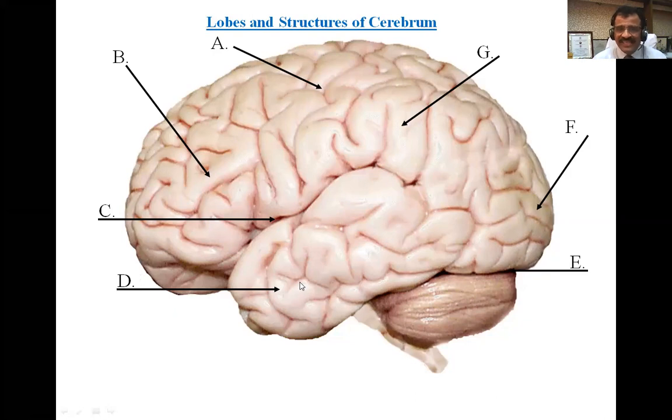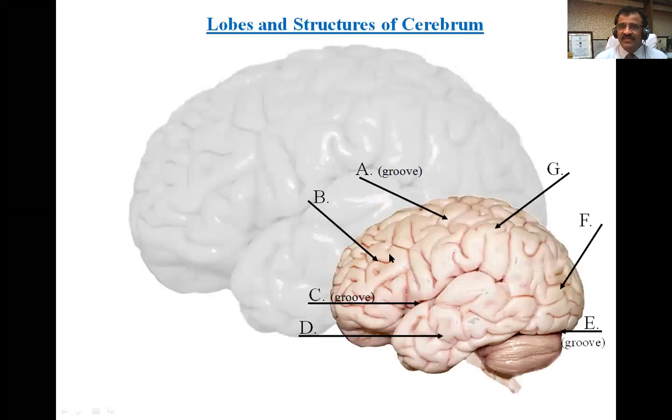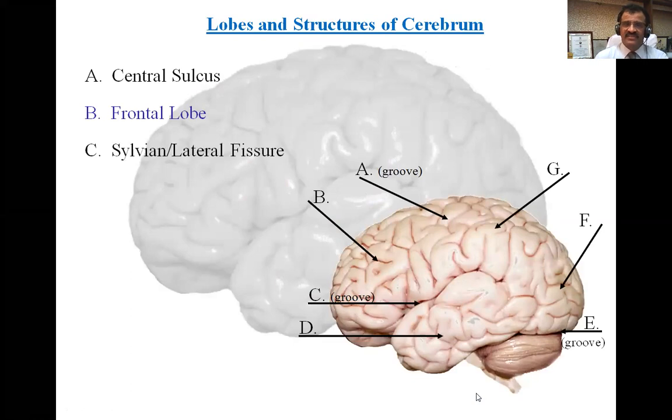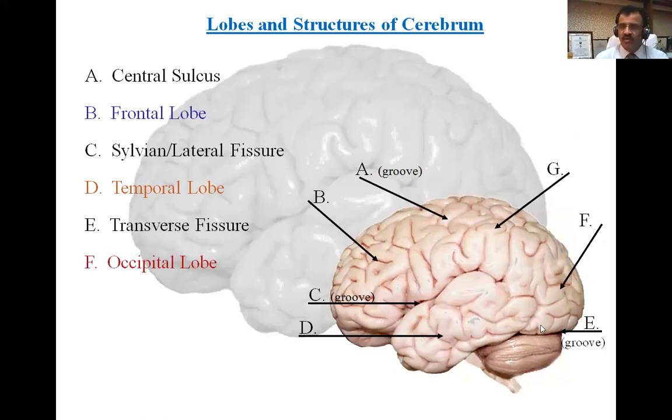Now, D is a temporal lobe. Now, we'll see the answers. A, B, C, D, E: A is a groove, C is a groove, E is a groove. And you can see now, A is the central sulcus. What is B? B is the frontal lobe. What's C? C is the lateral fissure. What is D? D is the temporal lobe. What is E? Here is the transverse fissure, which separates the cerebrum from the cerebellum. Okay. Now F is the occipital lobe and G is the parietal lobe.